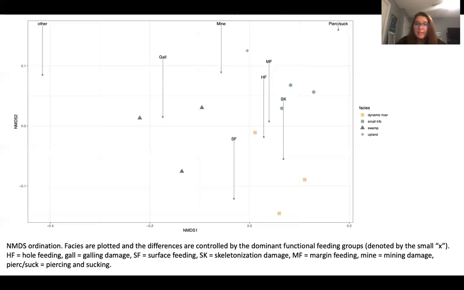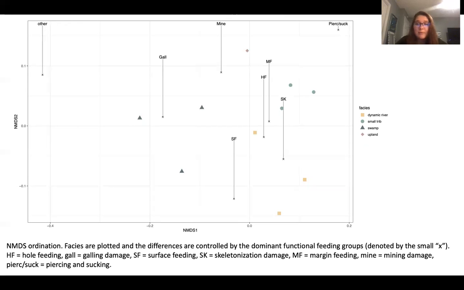Now moving on to NMDSs. An NMDS is a non-metric multidimensional scaling. It is a type of ordination which compares the similarity or dissimilarity of a matrix. Here, we are looking at how insect functional feeding groups and facies plot in multi-dimensional space. We can see that all facies plot relatively close together, which means that all the quarries that make up a facies are relatively the same in their insect herbivory. The small tributary points plot the closest together and therefore are the most similar.